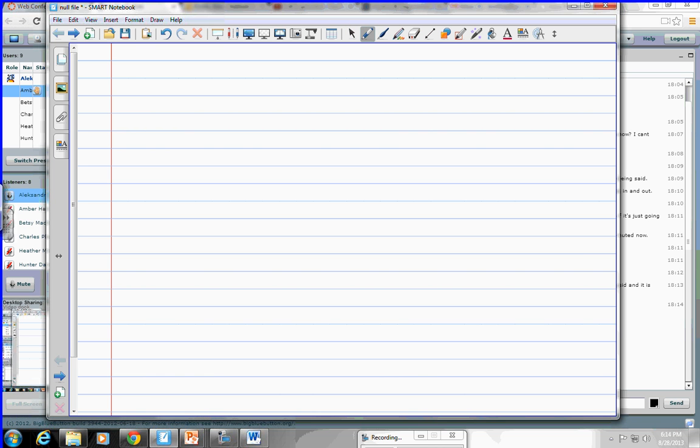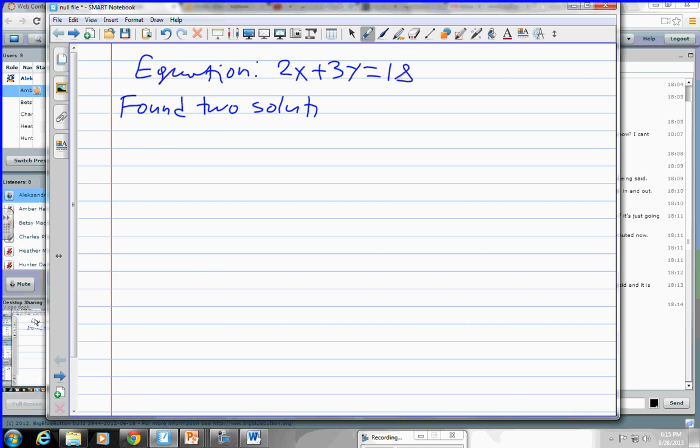All right, so the equation was 2x plus 3y equals 18. And we found 2 solutions so far. Which are, what were they? 3 and 4 and 6 and 2. 3 and 4, 6 and 2. So we can graph them, right? So we all know where those points live.